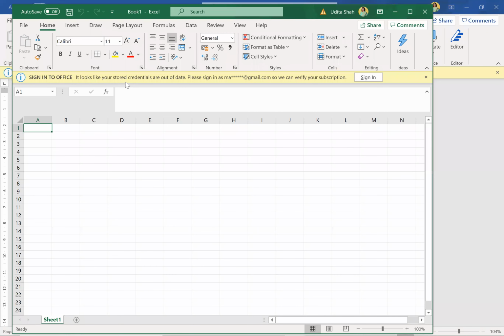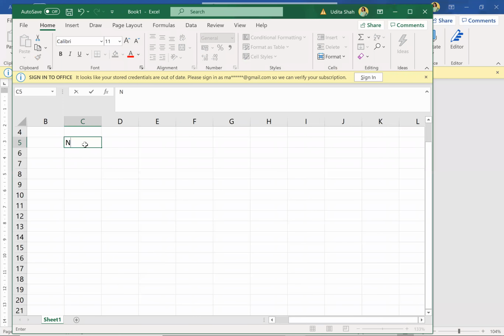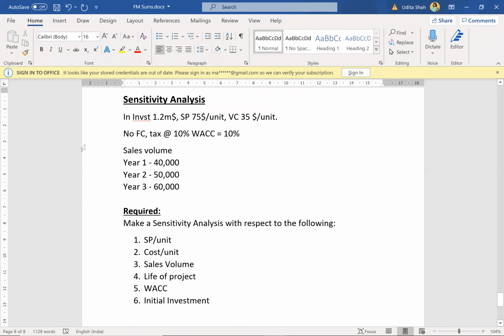So the first thing is what? First, let's just calculate our normal NPV. Once we get our normal NPV, then we'll focus on doing the sensitivity analysis. Sales volume is given, selling price per unit is given, variable cost per unit is given, tax is also given, and WACC is also given.